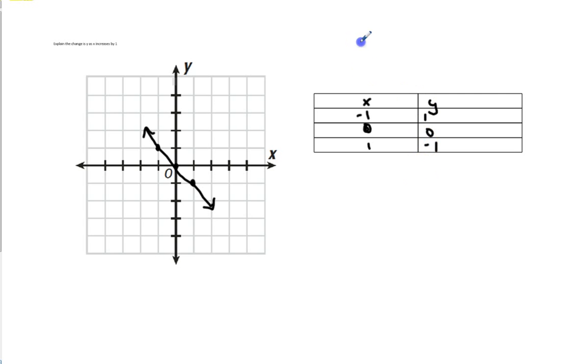Otherwise, we can write the equation y equals, and we take a look at whatever is happening to x. Y depends on whatever happens to x. So if x is a -1, that means y is a +1. If x is 0, y is 0. If x is a +1, then y is a -1. So what's happening is we're doing the opposite of x. And because 0 doesn't have an opposite, it still remains 0. So what is the opposite of -1? +1. What's the opposite of 1? -1, and that's how you would come up with the equation for this line.